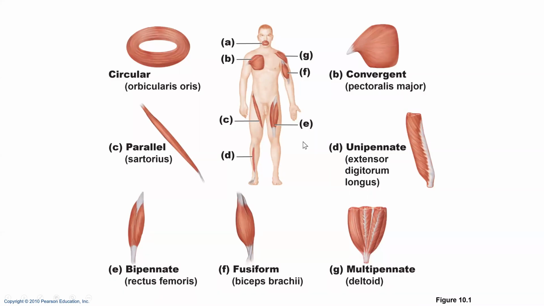Right, so here we can see again a summary of muscle fascicle organization. So you have circular, you have parallel, convergent, unipennate, bipennate, multipennate, and fusiform as a separate arrangement over here. However, fascicles will be parallel. And now you can look exactly where they're located on the body.